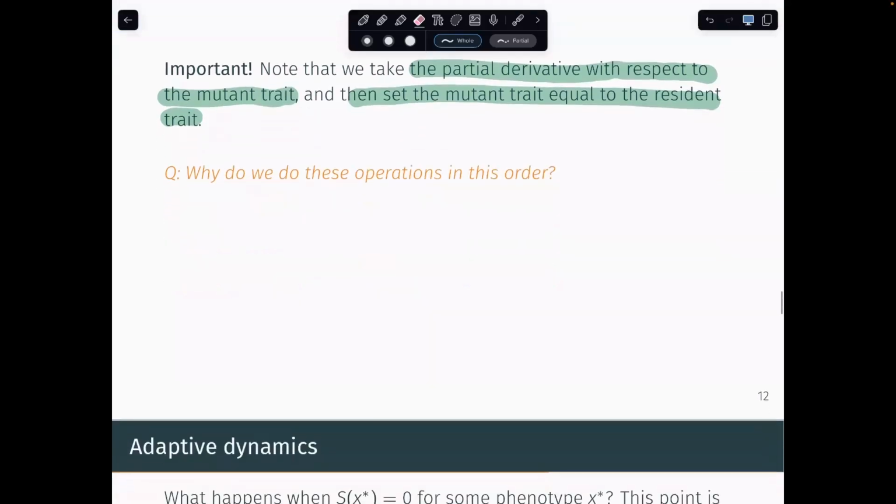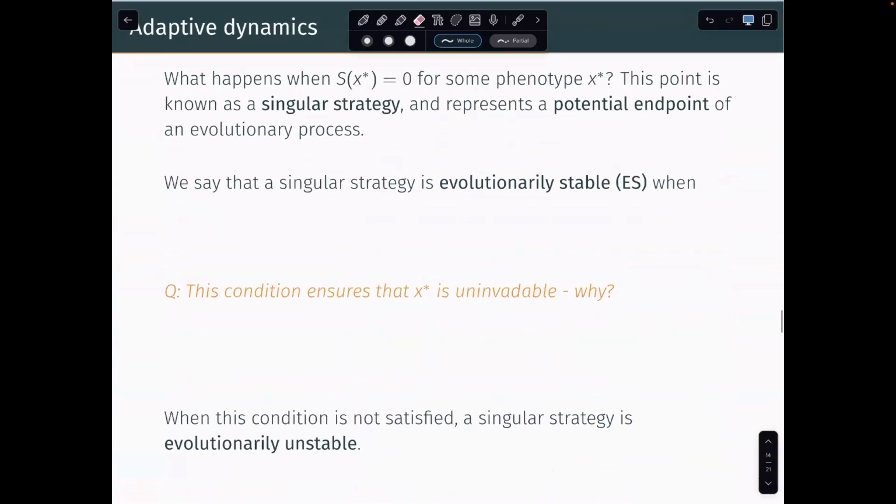Okay, so we have a selection gradient now. When that selection gradient is positive, our trait is going to increase over time. If the selection gradient is negative, then the trait is going to decrease over time. In other words, if the selection gradient is positive, that means that XM greater than XR means that W of XM XR is going to be positive, so it can invade. Otherwise, it's going to be negative.